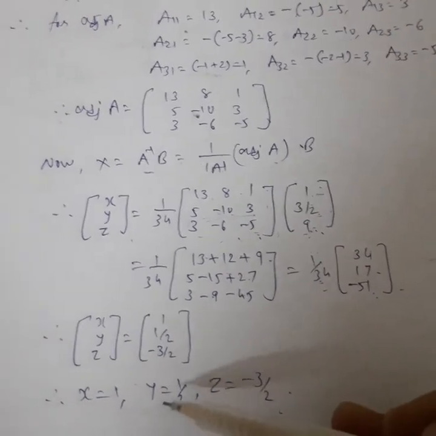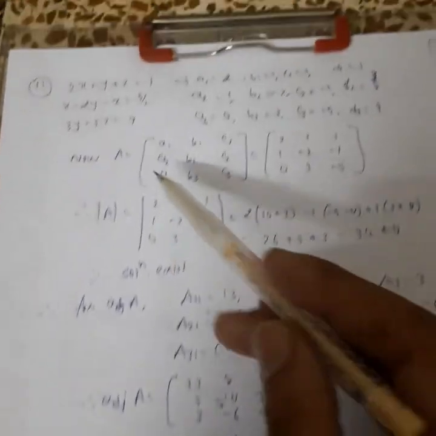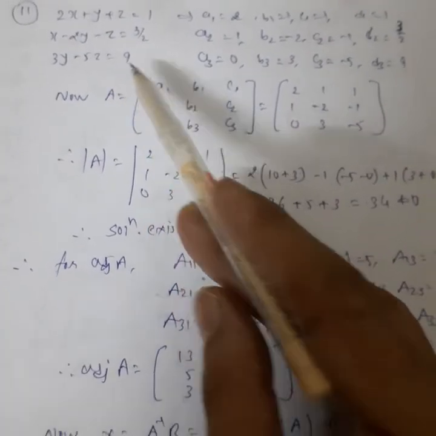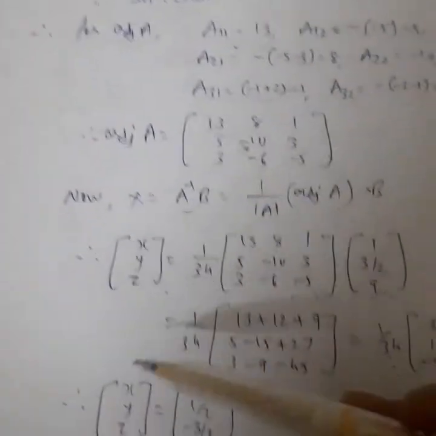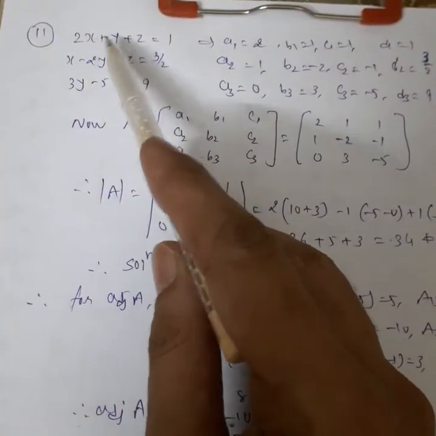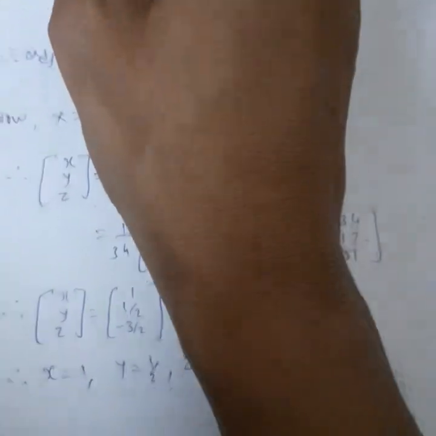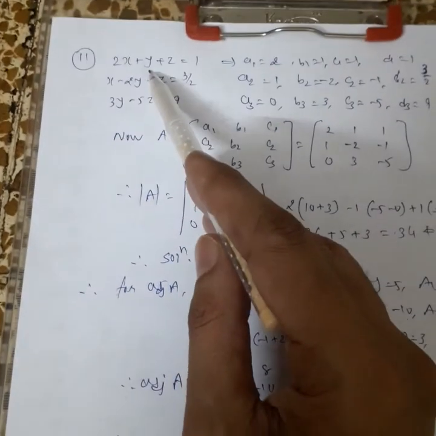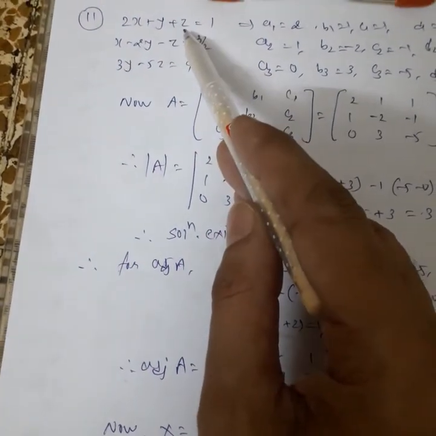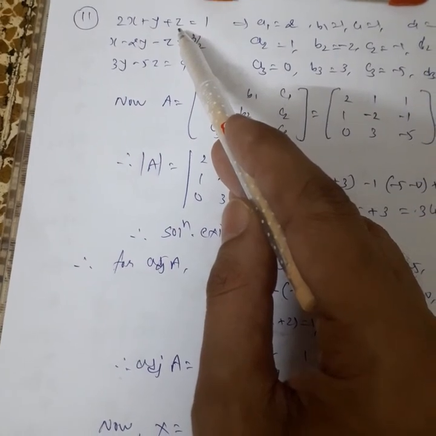Again we substitute these values in the given equations. If our equations are satisfied, then our answer is correct. So keeping x equal to 1, y equal to half and z equal to minus 3 by 2: 2 into 1 is 2, y equal to half, so 2 plus 1 by 2 is 5 by 2, and z is minus 3 by 2, so 5 by 2 minus 3 by 2, 2 by 2 is 1.